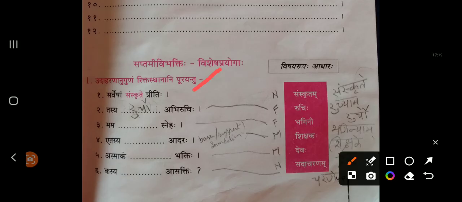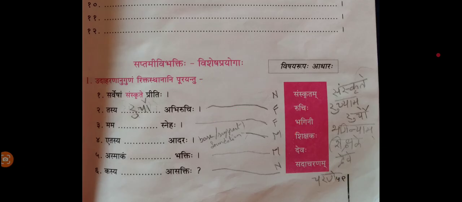Sarvesham samskrute pritihi. Tasya ruchau abhiruchihi. Mama bhagini snehaha. एतस्य शिक्षकः आधारः. अस्माकं देवः भक्तिः. So like this you need to think and then fill in the following.